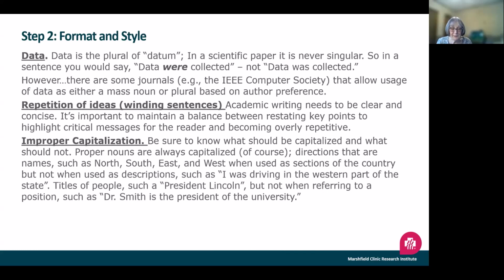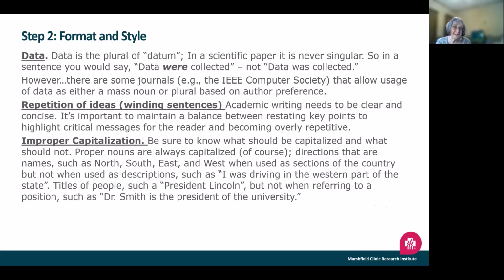Data. Everybody should know this, but you'd be surprised how many people use their verbs with data incorrectly. Data is the plural of datum. So it's data were collected, not data was collected, but that's oftentimes used incorrectly. Be careful with repetition of ideas and winding sentences. When you're writing things, I often see papers that come through where they repeated things. Be careful with improper capitalization.